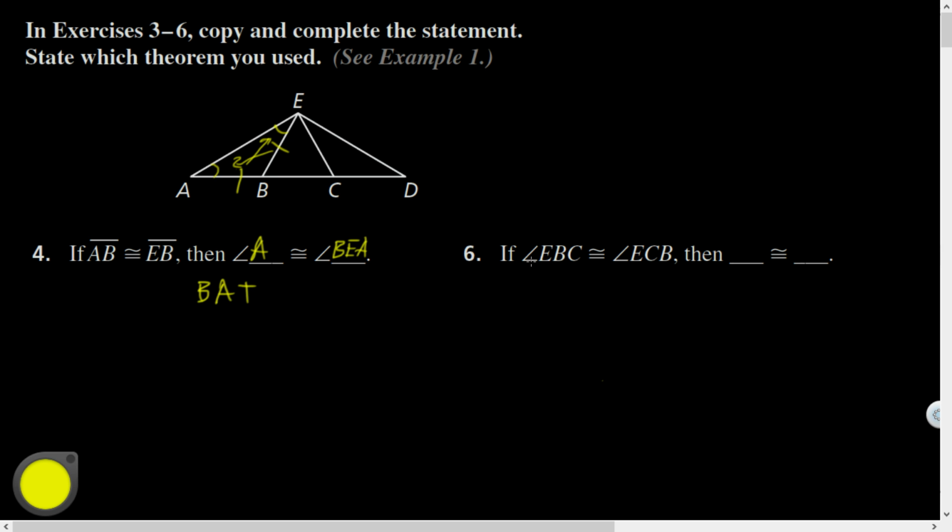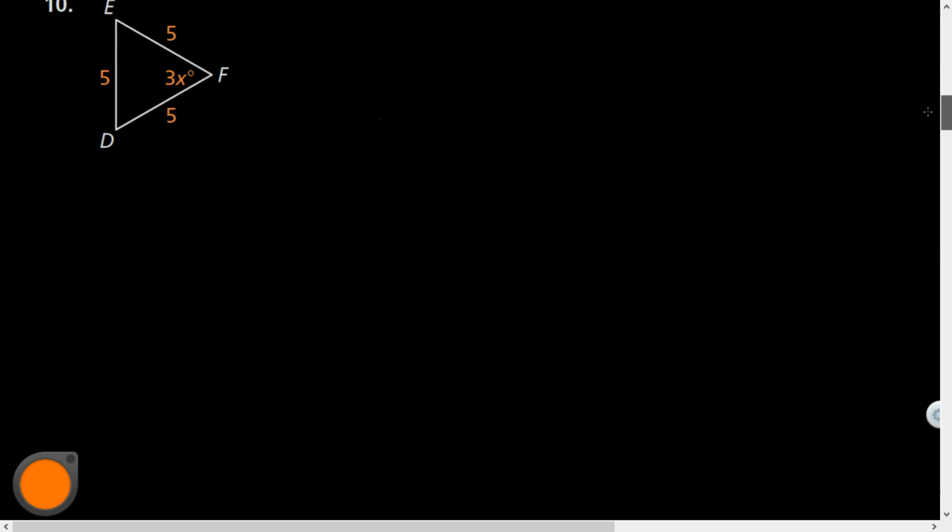Question 6, if angle EBC is congruent to angle ECB, then what segments are congruent? BE and CE, I agree. All right, let's move right along.